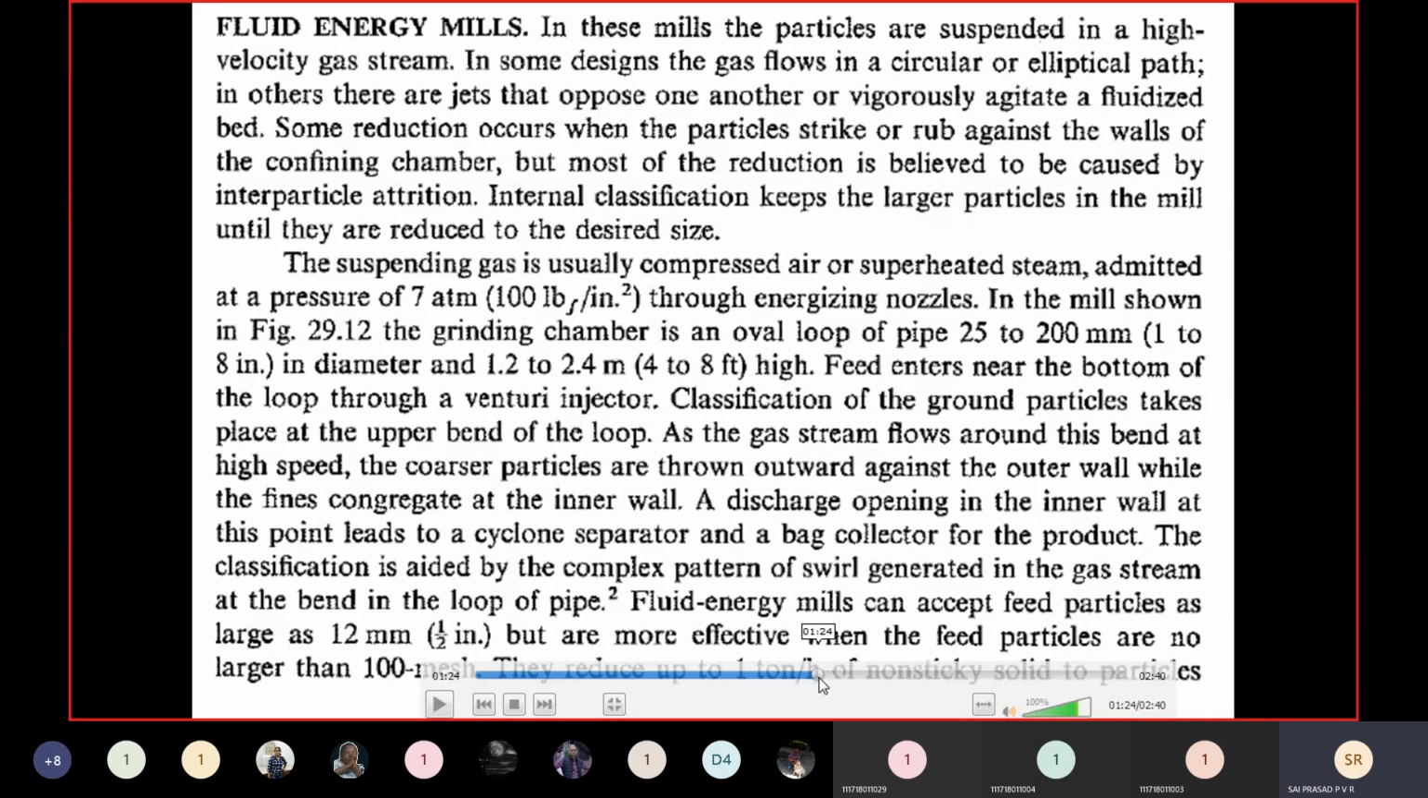And we know very well, whenever the fluid is passing through a pipeline whose diameter is decreasing, its velocity increases tremendously. Now here, what is the purpose for us to increase the velocity? Because we wanted to create high turbulence. For that purpose, the name energized nozzle is coming to the picture. In these mills, the particles are suspended in high velocity gas streams.